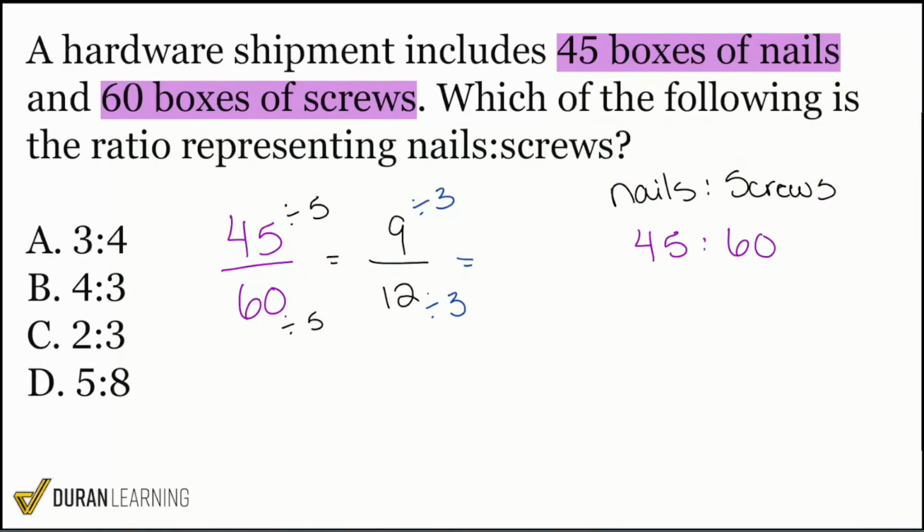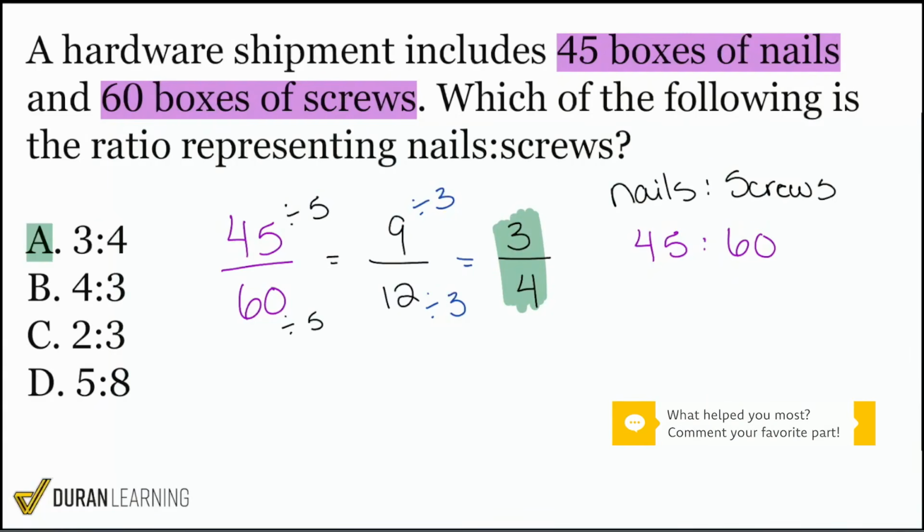But from here, 9 divided by 3 is 3. 12 divided by 3 is 4. And that's our final answer, my party people. That is a ratio of 3 to 4, not 4 to 3, because, again, the order matters. So, again, the correct answer here is answer choice A.